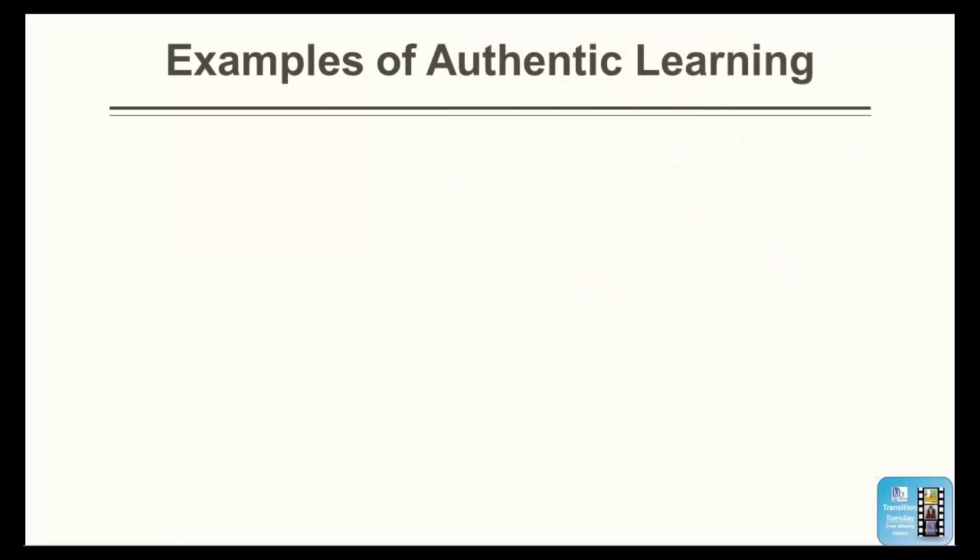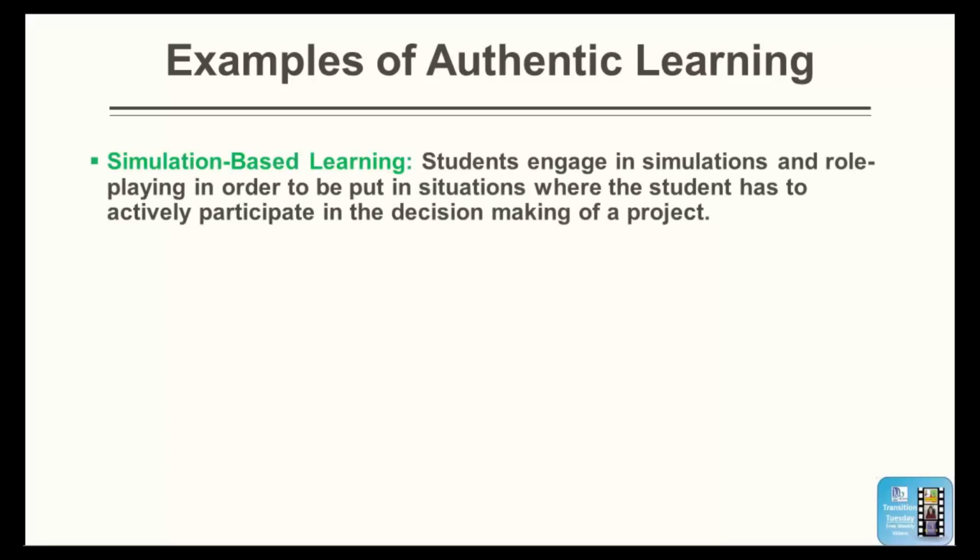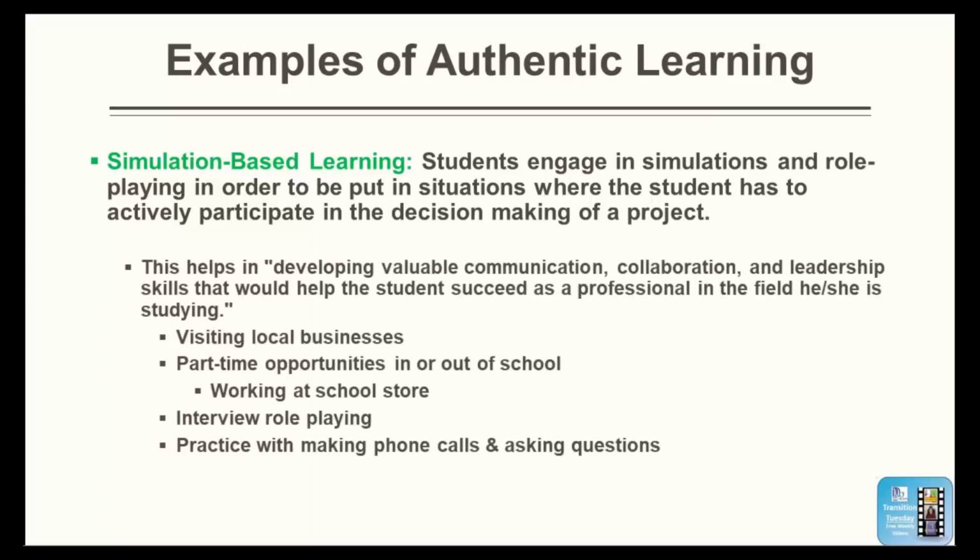Here are some examples of authentic learning. Simulation-based learning. For this kind of activity, students engage in simulations and role-playing in order to be put in situations where they have to actively participate in the decision-making of the project. This helps in developing valuable communication, collaboration, and leadership skills that would help the student succeed as a professional in the field he or she is studying. Some examples are visiting local businesses, part-time opportunities in or out of school, working at the school store, interview role-playing, and participating with making phone calls and asking questions.